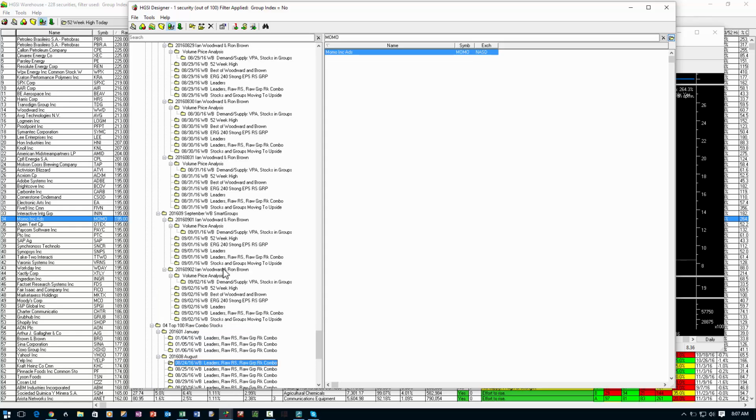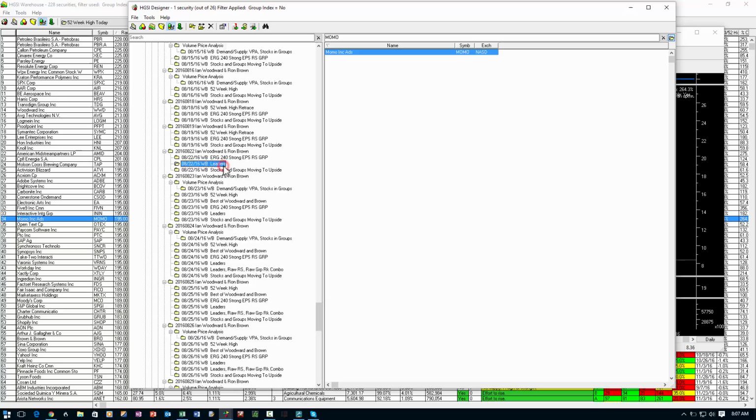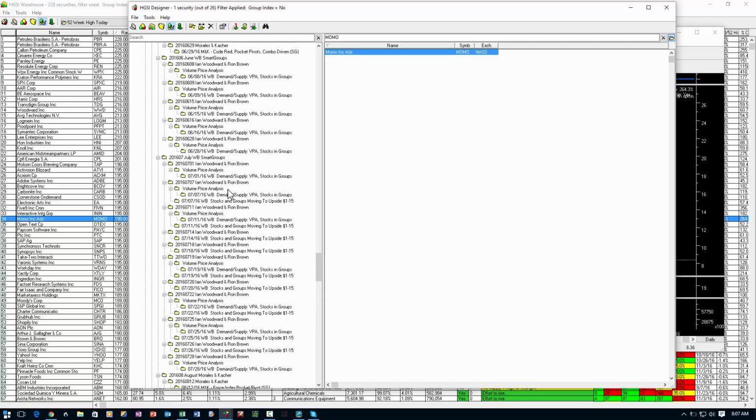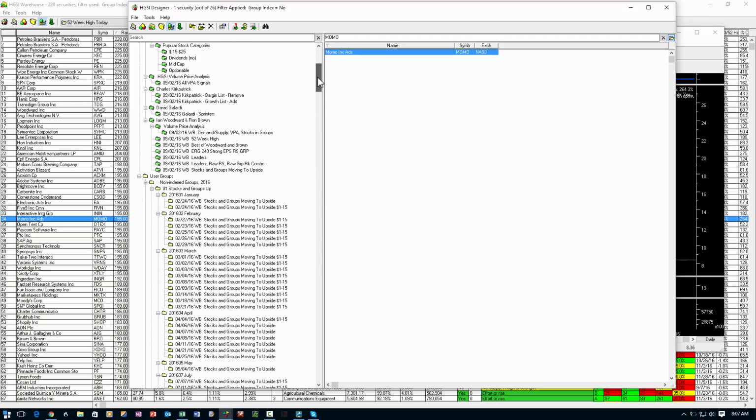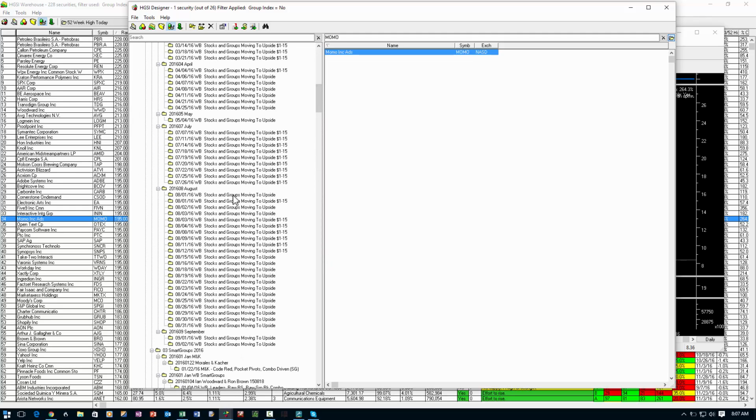You can see that it made a lot of leaders groups in the W and B. Scroll up here. This is the one I want. The stocks and groups moving to the upside. You can see that it was appearing throughout July and also in August. These are the groups that Gil Morales looks at all the time for potential trades, because when these groups start moving, they're going to show up here. They may not show up the first day, but they will show up soon.